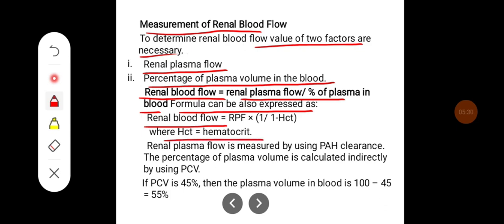Renal plasma flow is measured by using PAH clearance. The percentage of plasma volume is calculated indirectly by using PCV. If the PCV is 45%, then plasma volume is 100 minus 45, that is around 55%.